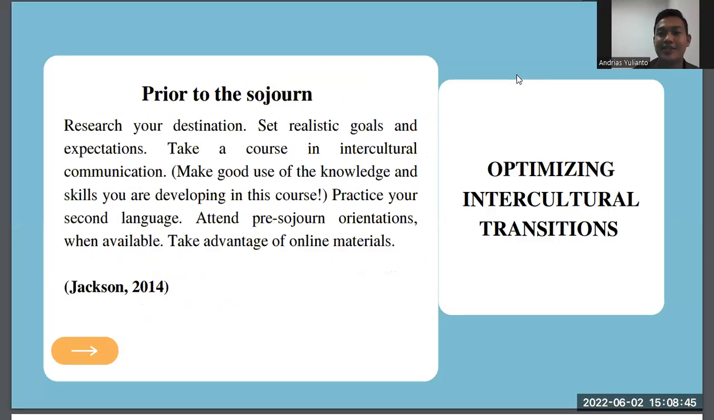Now, optimizing intercultural transitions. Prior to sojourn, research your destination, set realistic goals and expectations. Take a course in intercultural communication, like what we did right now. Practice your second language. Attend pre-sojourn orientations when available. Take advantage of online materials. So by this, we can optimize intercultural relationships prior to the sojourn.